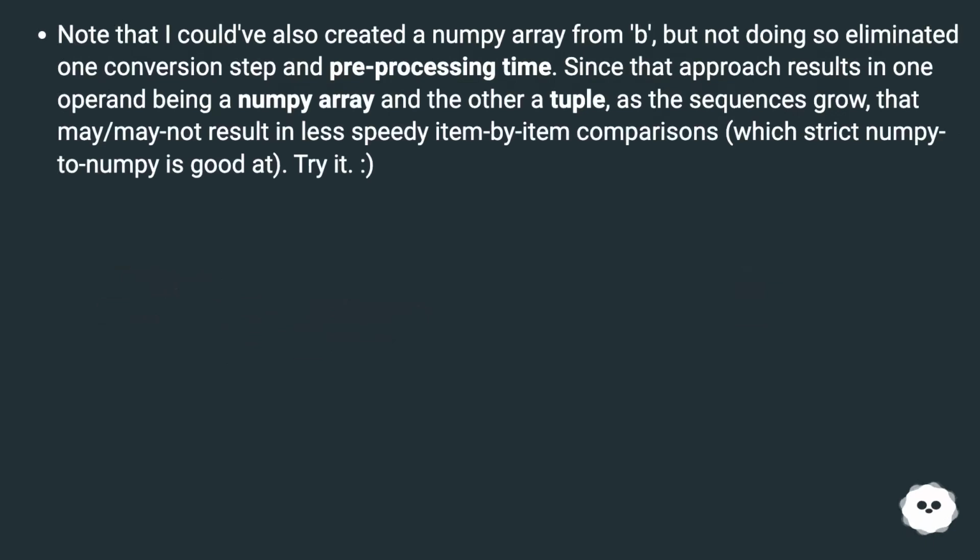Note that I could have also created a NumPy array from B, but not doing so eliminated one conversion step and preprocessing time. Since that approach results in one operand being a NumPy array and the other a tuple, as the sequences grow, that may or may not result in less speedy item-by-item comparisons, which strict NumPy to NumPy is good at. Try it. Smiley face.